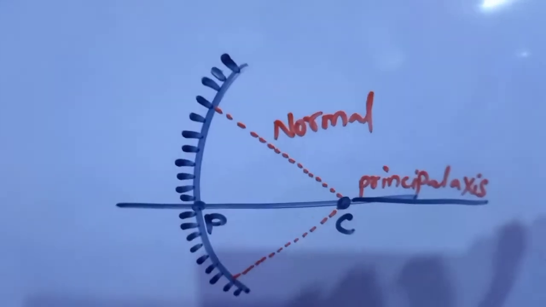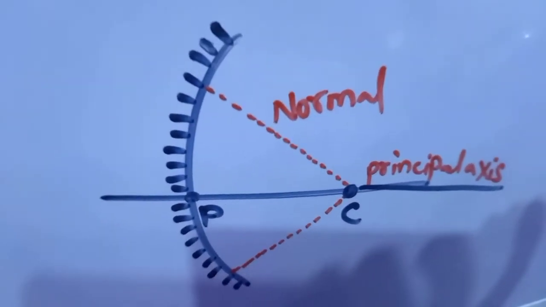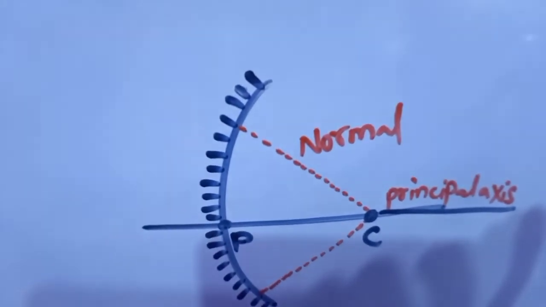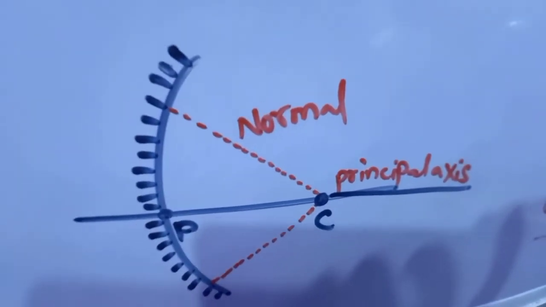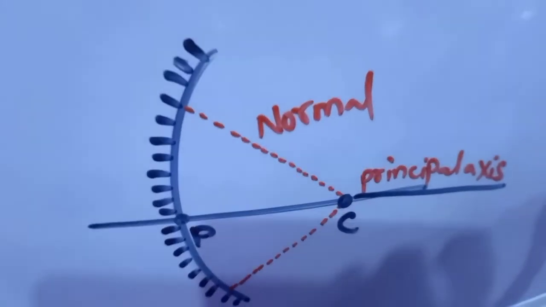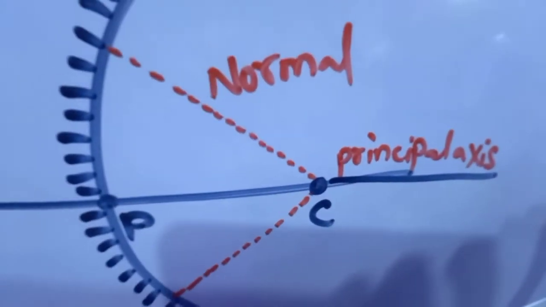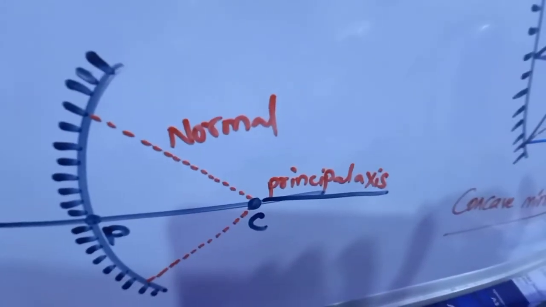Okay, children, so with this you can understand what a normal is. A normal for a curved surface can always be drawn from any point on the mirror towards the center of curvature. Or we can also define it as the line which joins any point on the mirror and the center of curvature is called the normal.